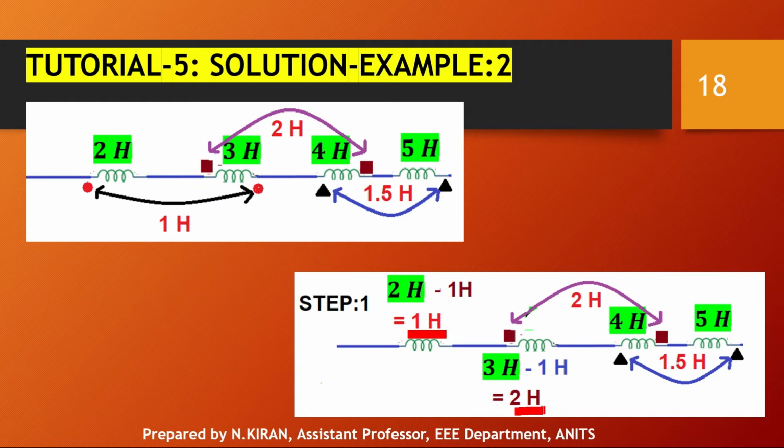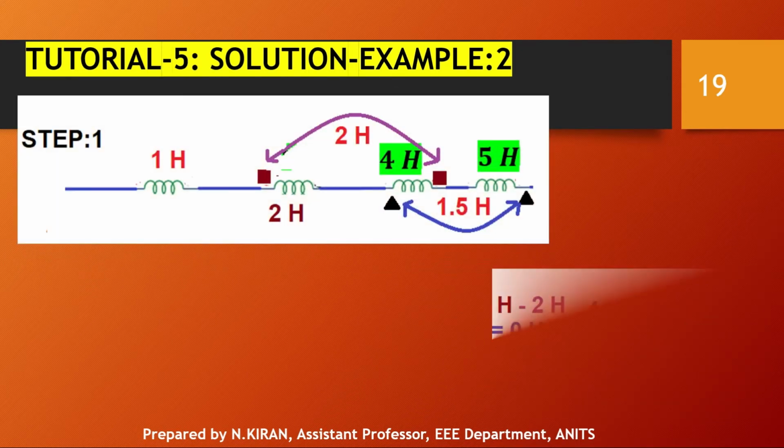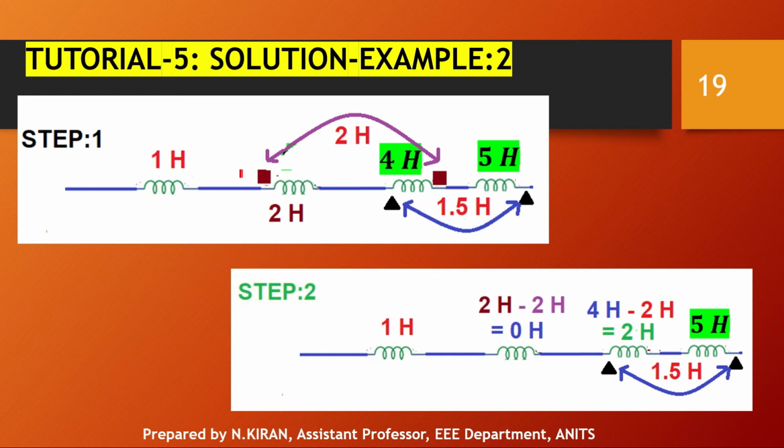So in the next step, as you can see, here current is entering at the dotted terminal, whereas current is leaving at the dotted terminal in the third coil. So it is series opposing. So I'll subtract the value of 2 from the second coil as well as the third coil, which will give me 0 in the second case and 2 Henry in the third case.